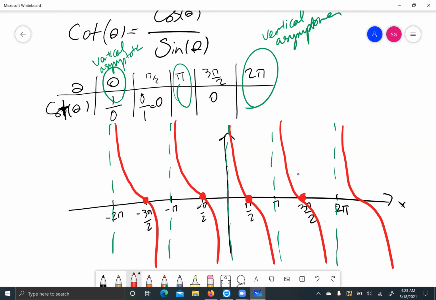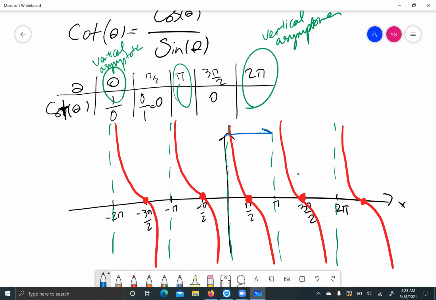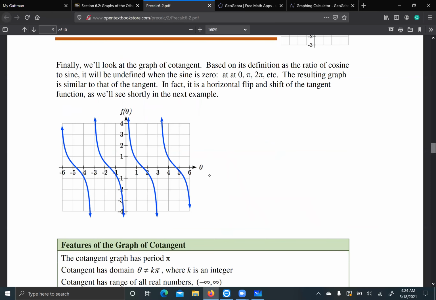So again, this is a periodic function. Domain is everything except odd multiples of pi over 2, and range is everything. And what is the period? We complete one rotation in pi. You see? So the period is pi. We get repetition after each pi. So that's the graph of cotangent.